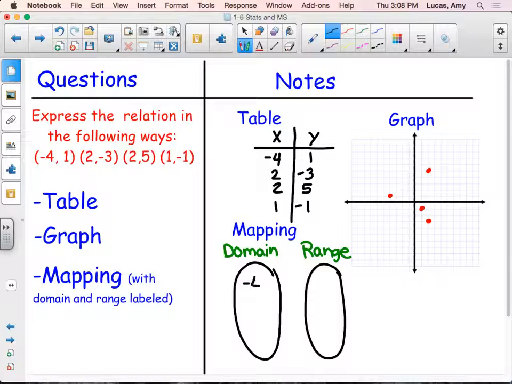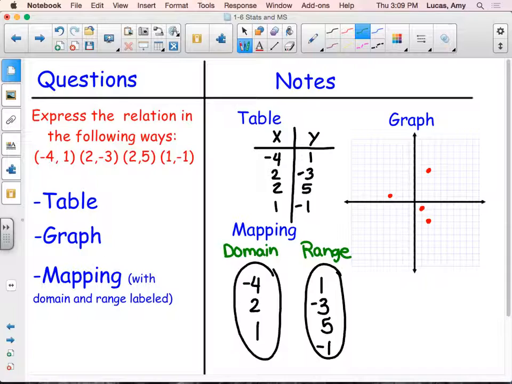So -4 and 1. The second ordered pair, I have 2 and -3. The third ordered pair starts with 2. In my domain, I already wrote the number 2. I do not write it again. I simply write the 5 in the range oval, and I'm done with that ordered pair. Then the last one is 1 and then -1. Those numbers have not been used yet, so I do need both of them.